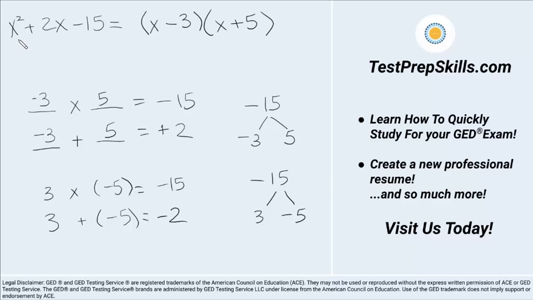Our x squared is going to change into simply a single x to the power of the implied one that we can't see. So it's just x as the first term in both of our brackets. And then we take these factors that we found, and we place one in each set of brackets. Now, that might look magical, right? But we can double check just to make sure that our answer is correct. So this is the answer.